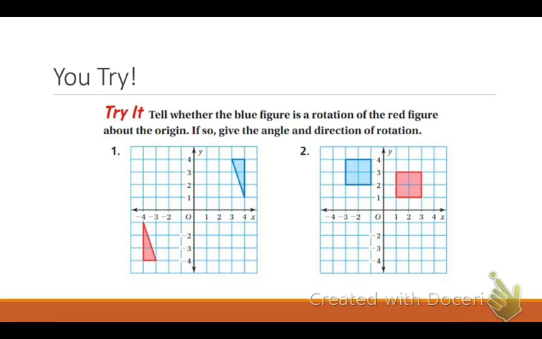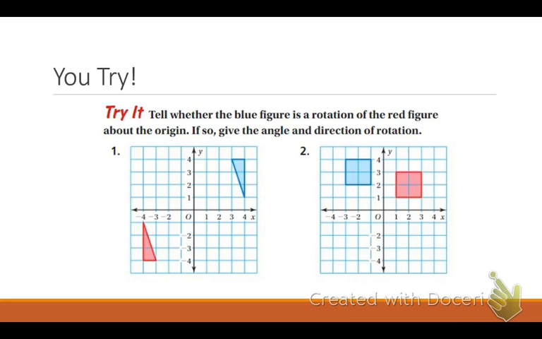Okay, so let's look at the red figure to the blue figure. If I rotated the red figure, could I get to the blue figure? Could I get to it if I turned it? If I turn it 1 click, it's going to be on its side, right? So let's just talk clockwise. If I take this red figure and turn it 90 degrees, it's going to be on its side.